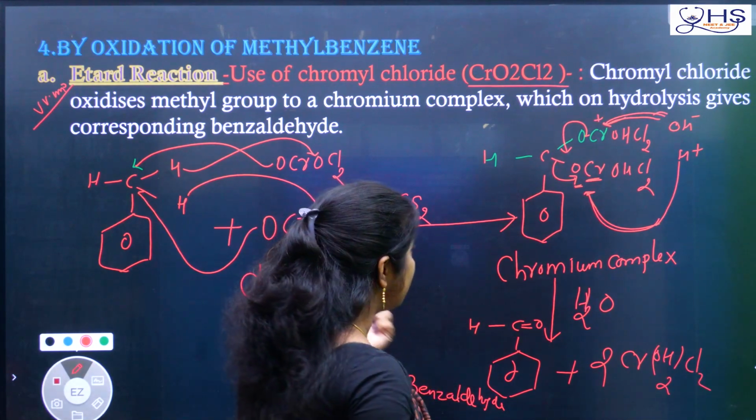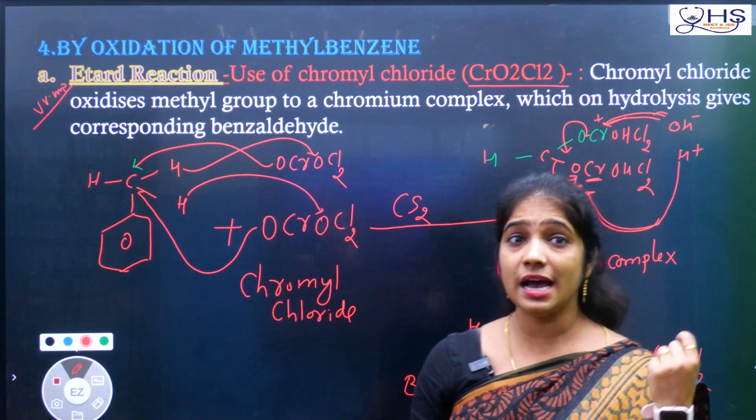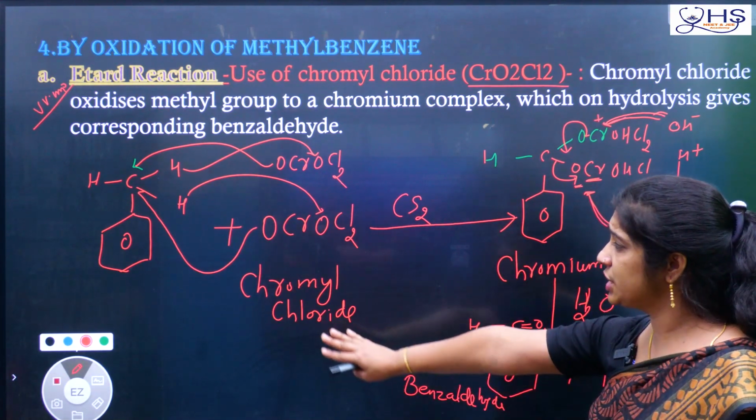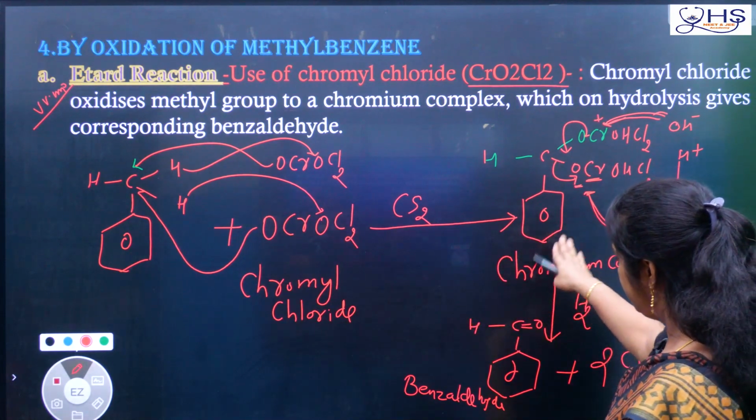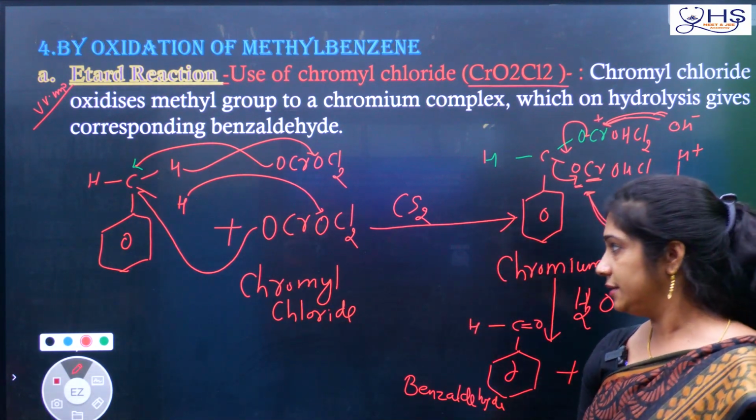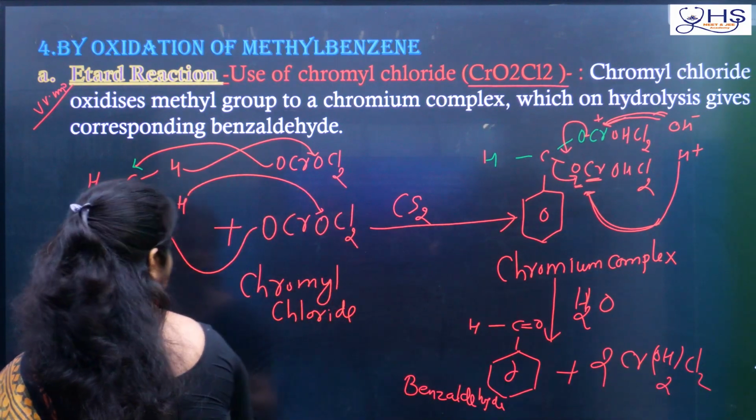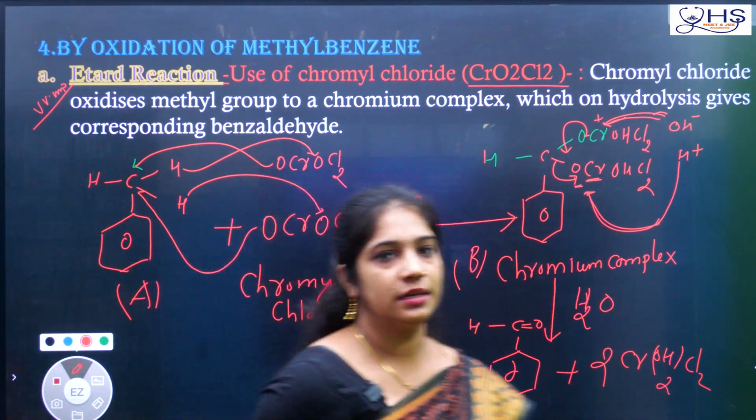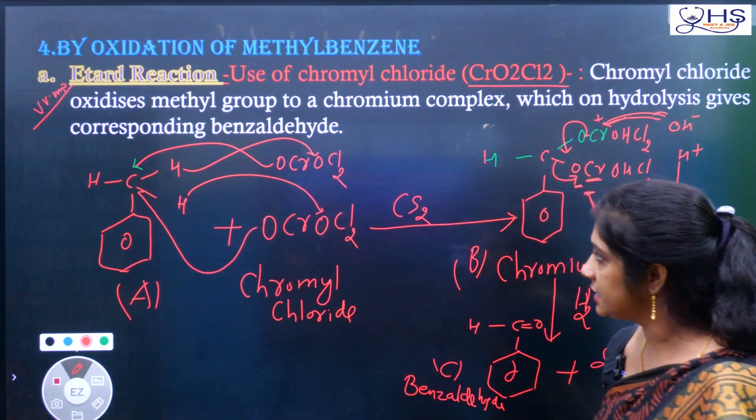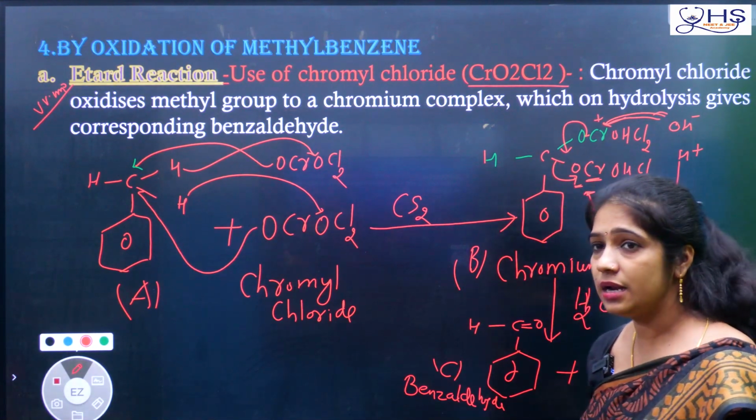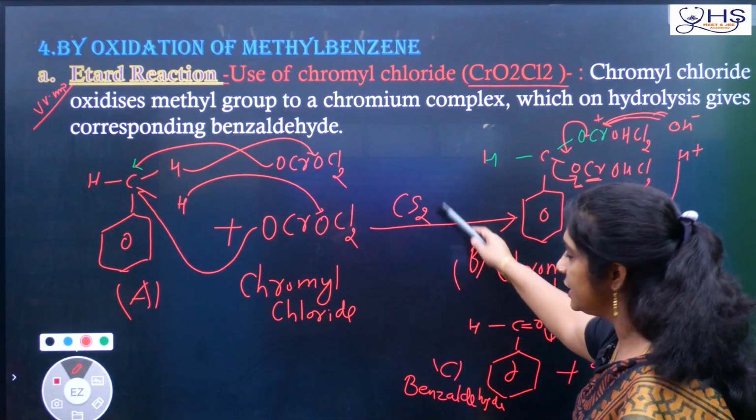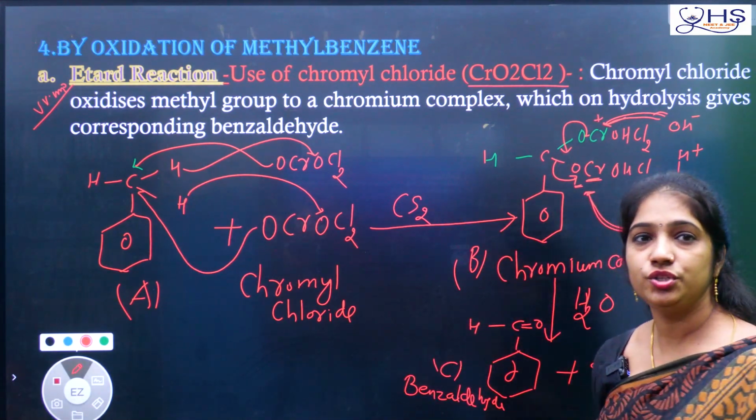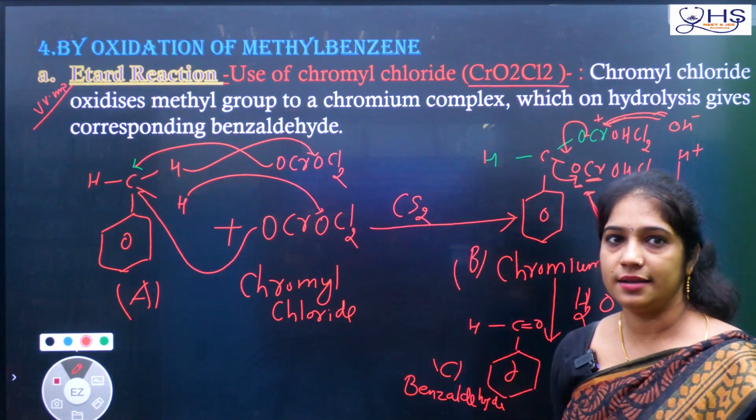Very important. What is the Etard reaction? Many times in NEET, JEE as well as CBSE board, they are asking this question. Very important. How will they ask you? A plus this reagent gives B, B on hydrolysis will give you C. So they will give it in sequential form, A, B and C. Find A, B and C. Like that also they will ask you. So what is the Etard reaction? When toluene reacts with chromyl chloride in the presence of carbon disulfide, it gives a chromium complex, which on hydrolysis gives benzaldehyde. This is known as the Etard reaction.